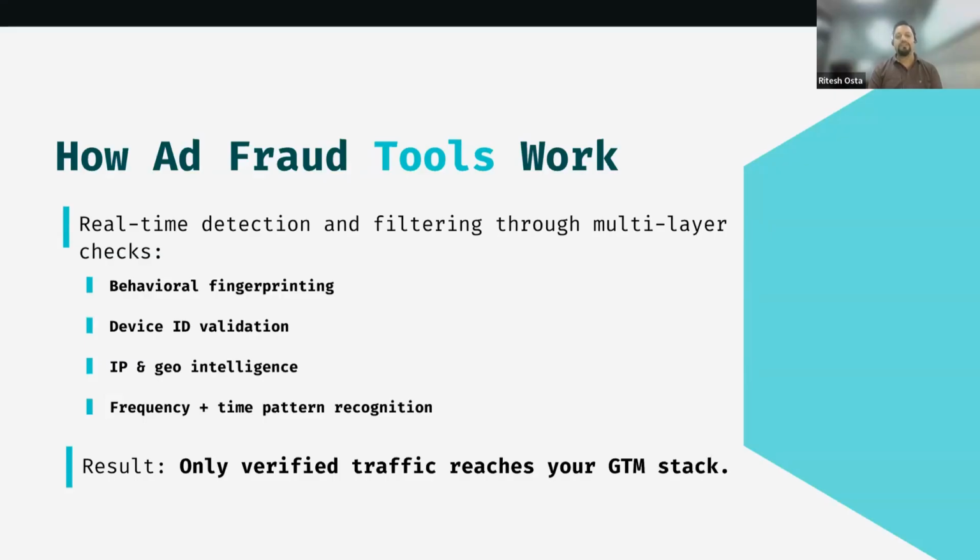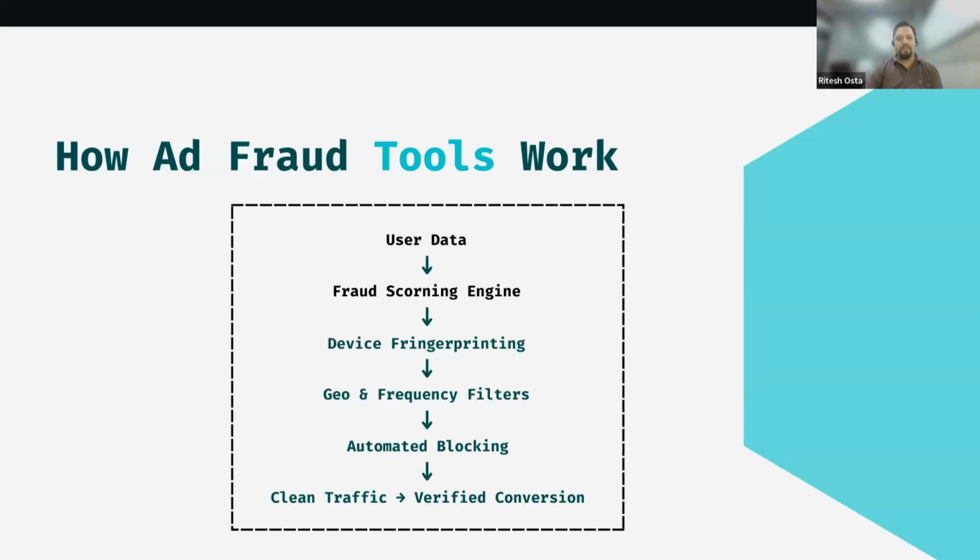The idea is that only verified traffic reaches your GTM stack. The idea is to prevent at the source so that your GTM stack, your CRM, your data warehouse do not get corrupted by this data. And also at the same time, you save on ad budget as much as possible. I know it's super hard to 100% stop it, but if you take certain steps, you can prevent it to a large extent. So this is how it works.